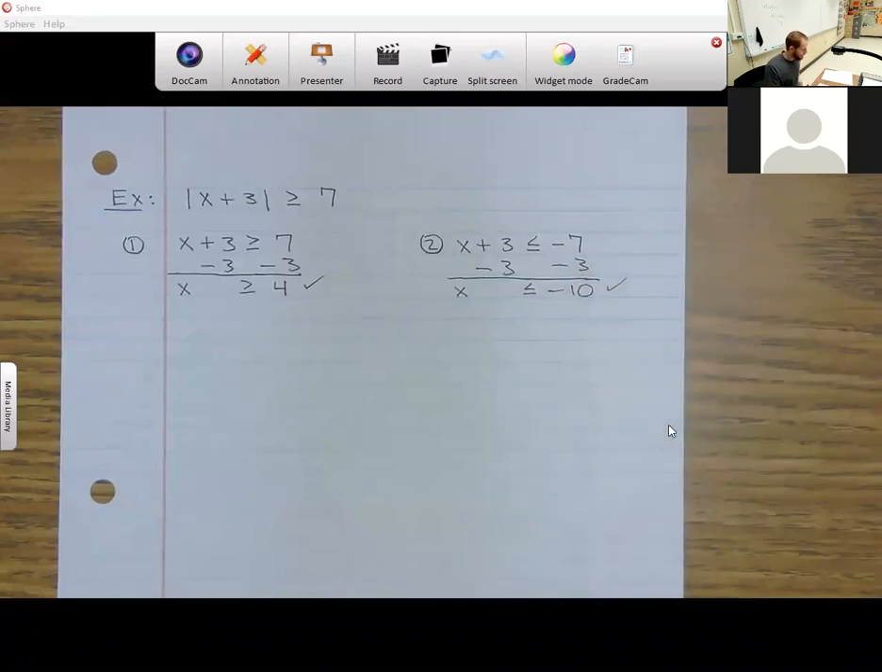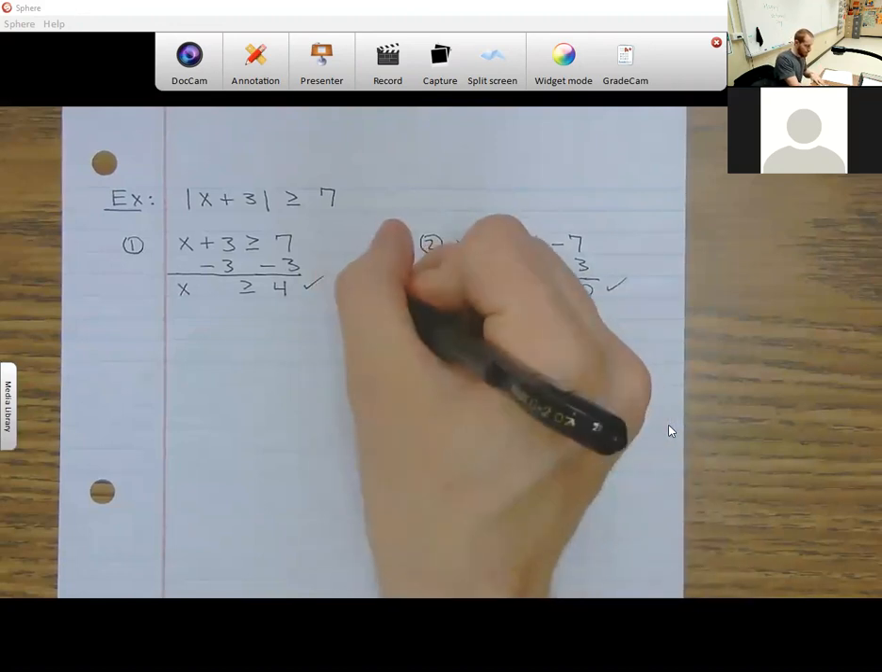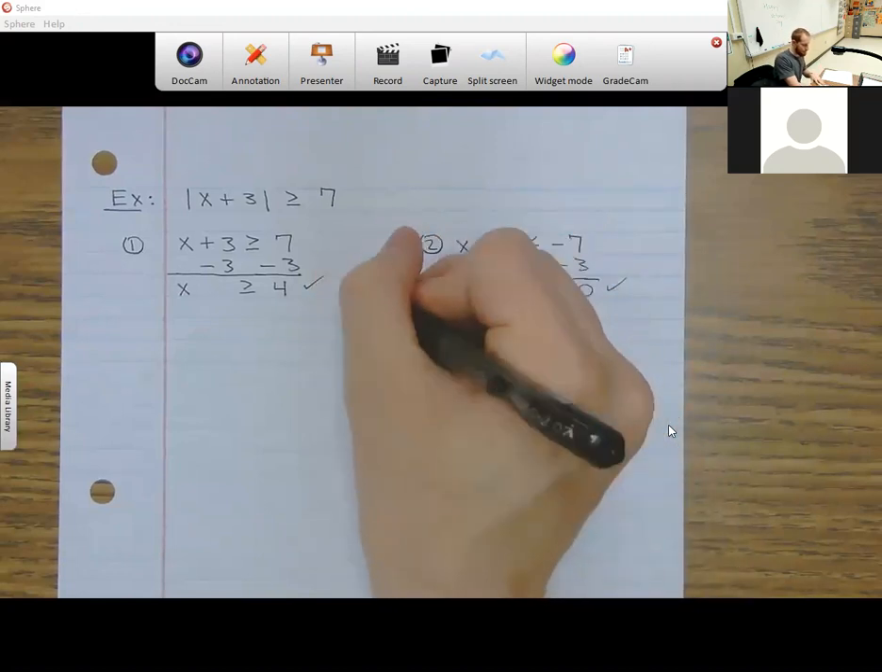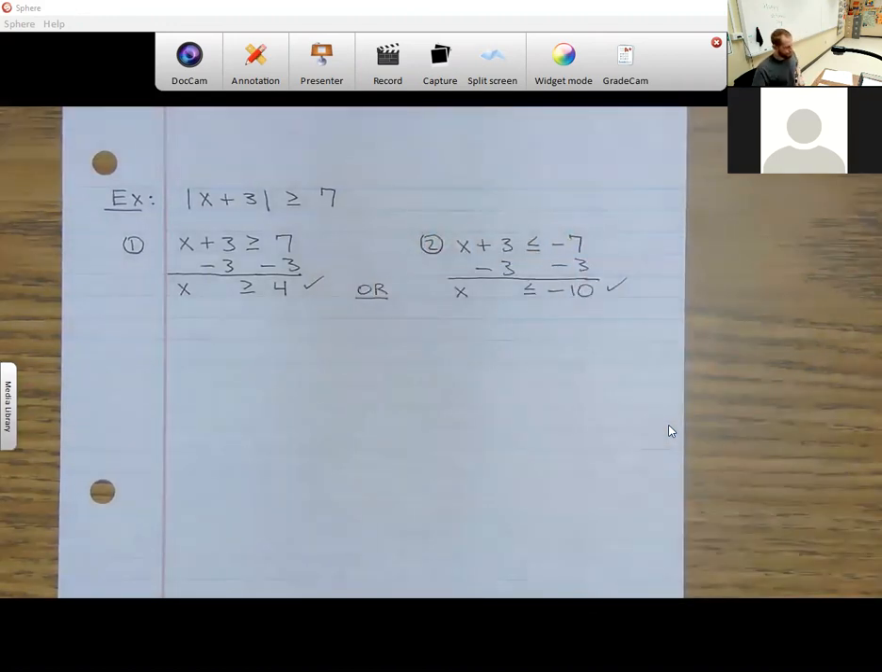Okay, so I got my two solutions. And last time, remember how I used an and? This time, I'm going to use the or. So I'm going to put an or right here. So my answer is going to be x is greater than or equal to 4, or x is less than or equal to -10. Okay?